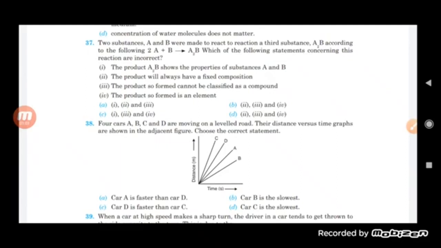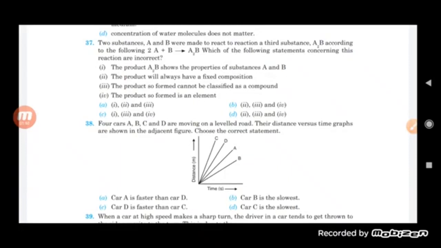Now see here, in the first one, A2B shows the properties of both of the substances A as well as B. Yes, actually, this is a wrong one because the reaction has taken place, so now a new property will be shown by it. So we can say that it does not show the properties of the substances A and B, but A2B has its own property. The product will always have a fixed composition. Yes, it has a fixed composition because right now it behaves like a compound.